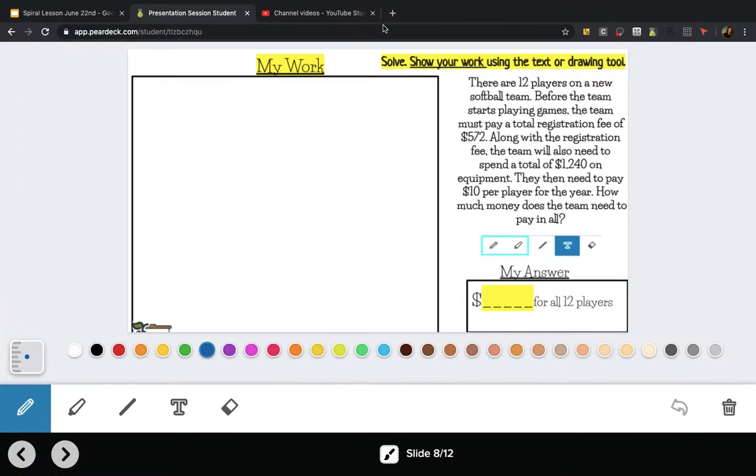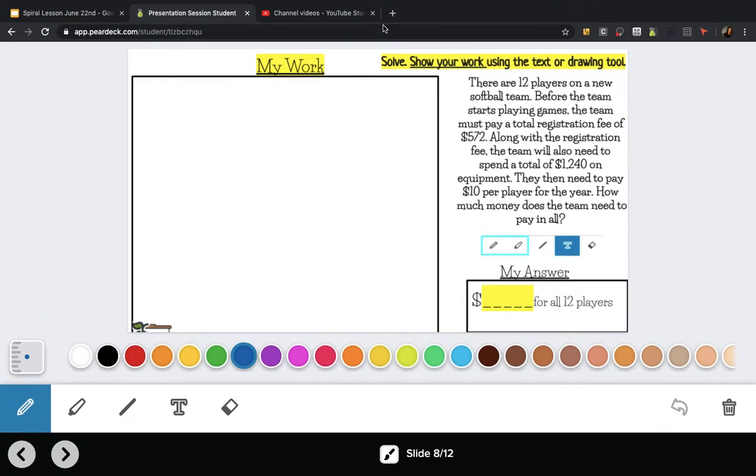So again, I'm going to start by reading the problem out loud the first time, and then I'm going to read it a second time. There are 12 players on a new softball team. Before the team starts playing games, they must pay a total registration fee of $572. Along with the registration fee, the team will also need to spend a total of $1,240 on equipment. They then need to pay $10 per player for the year. How much money does the team need to pay in all?